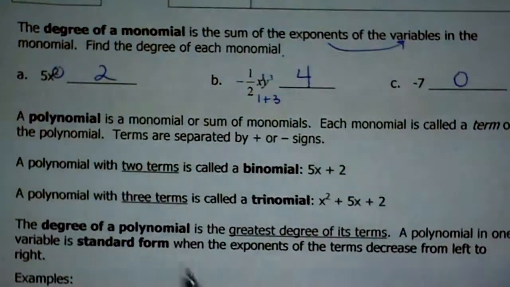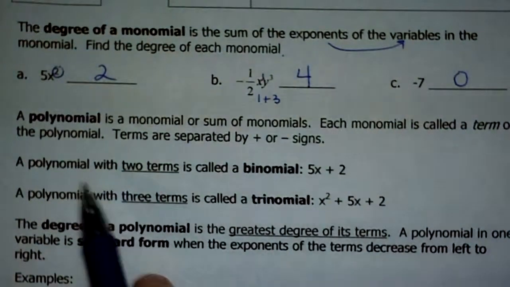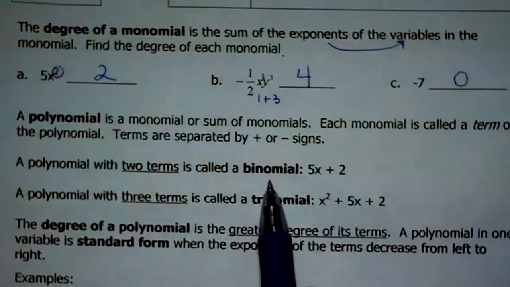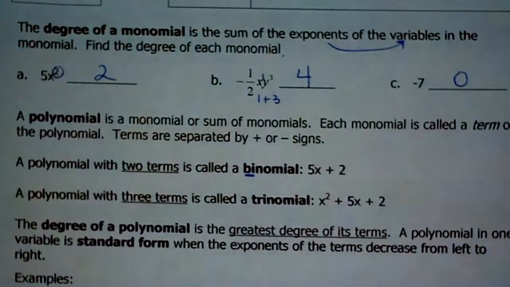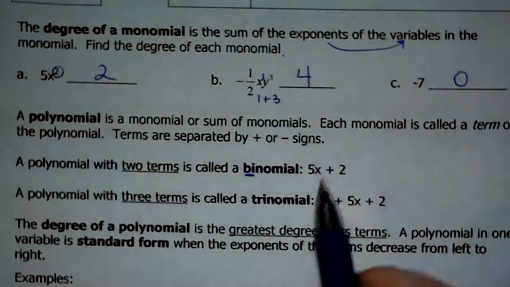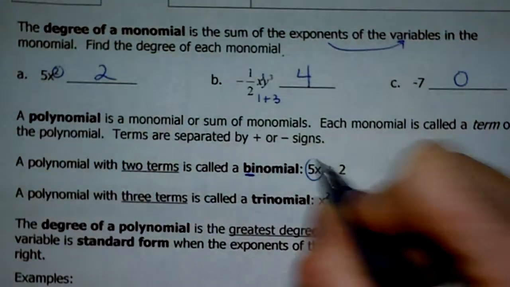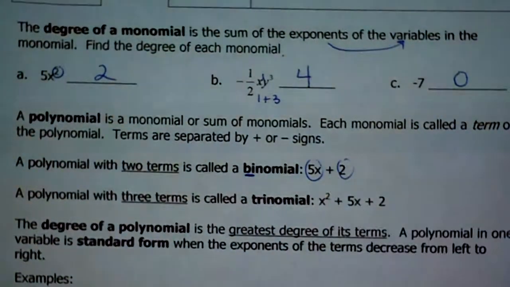But basically, polynomials are kind of like those expressions you've seen earlier in the year where I said, hey, combine like terms. A polynomial with two terms is called a binomial, and that makes sense, right? That prefix does mean two. And an example of that, 5x plus 2. I have two terms being separated by an addition sign.